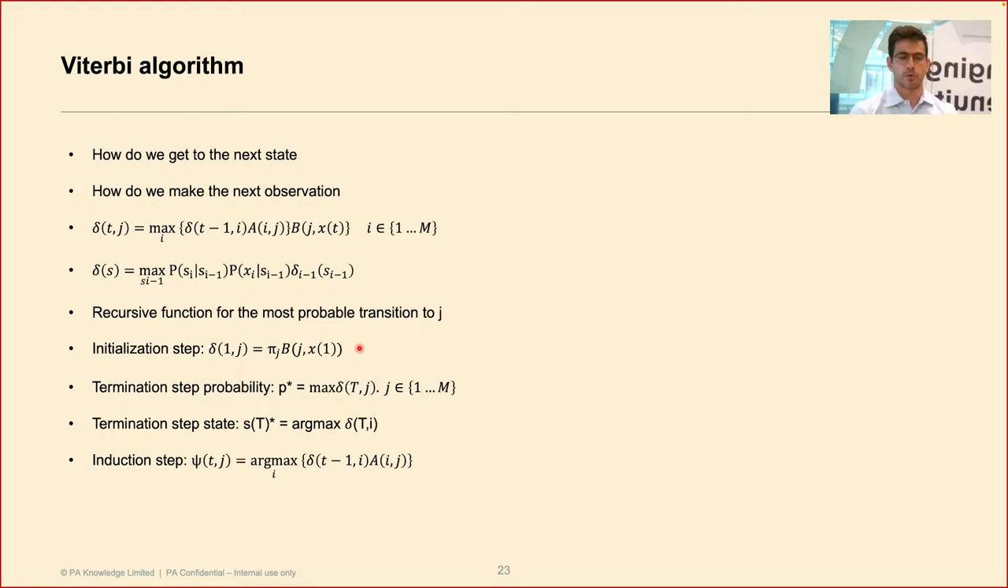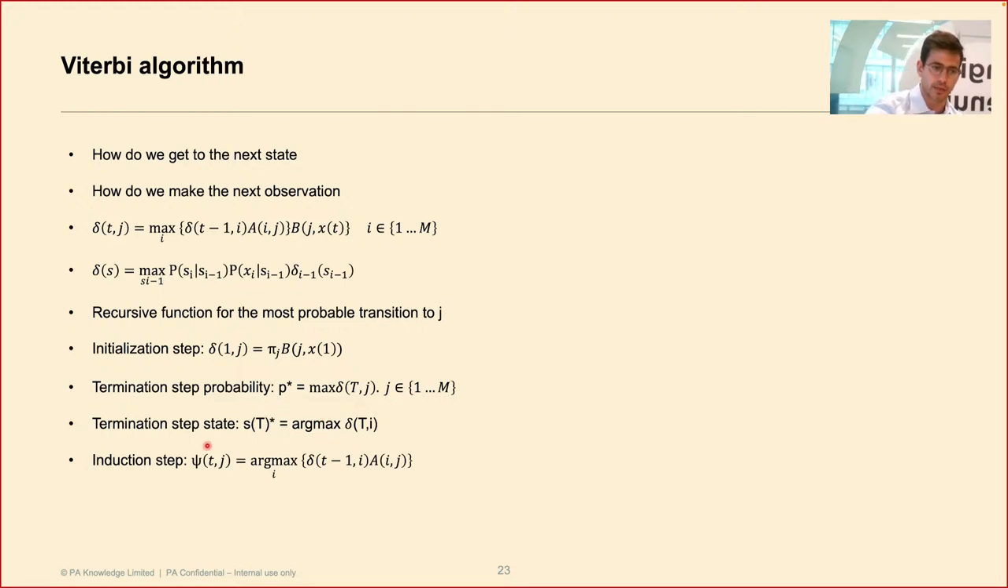We also need, like before, in order to start our experiment, the initialization step. Since there are no previous states before the first step, it is just the probability of arriving at state j multiplied with the observation coming from that state. Now, we also need the termination step, and this is the maximum probability over the entire sequence. So delta at state j at the final time T will give us a probability of arriving at state j at the final time T. Now, taking the max of that will give us the probability for the whole sequence, which we'll note by p star.